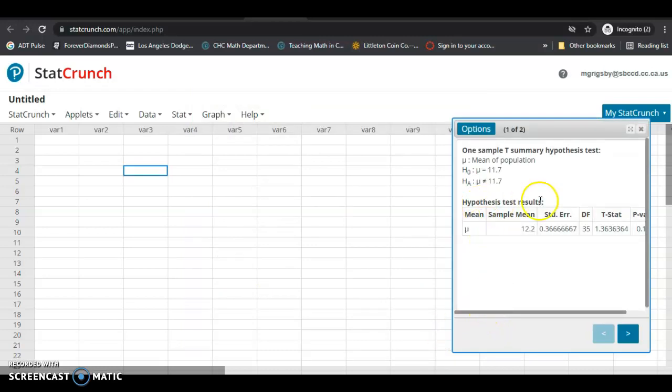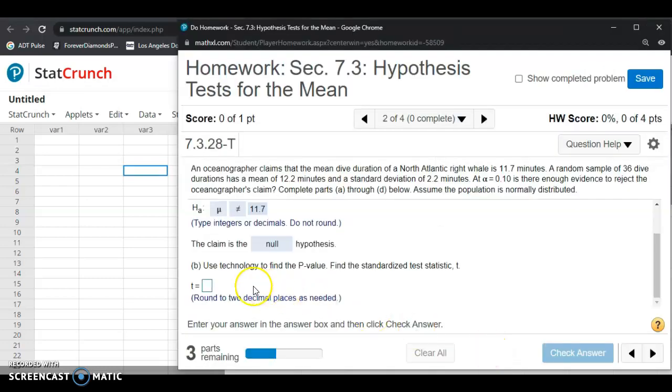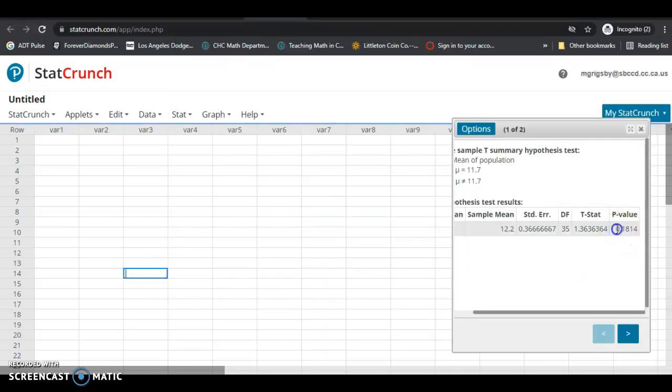Okay, so this is a hypothesis test for the population mean, and then it gives you the sample data, degrees of freedom, the standardized test statistic called the t-stat, and then this is the p-value that we're looking for. Okay, we're going to round that to 2 decimal places, so our p-value rounded to 2 decimal places is 0.18.